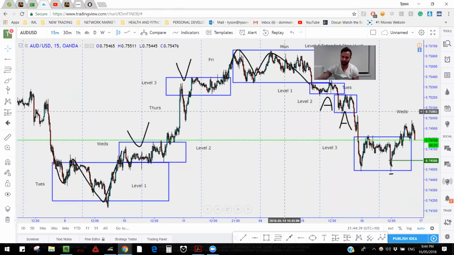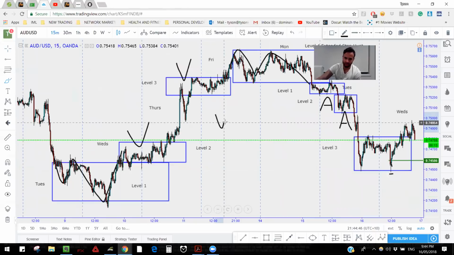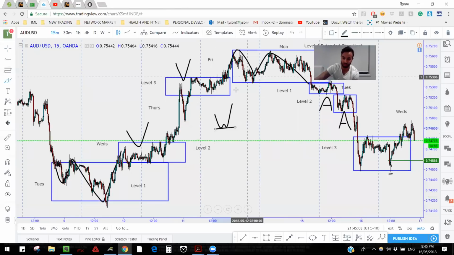Okay, what I mean by that is, say this is one day, right? That M and W at the low of the week and the high of the week. Sorry, the W at the low of the week is good. You've got to make sure you can identify that zone. You've got to make sure you can identify the level 3 or level 4 extended stop hunt zone.